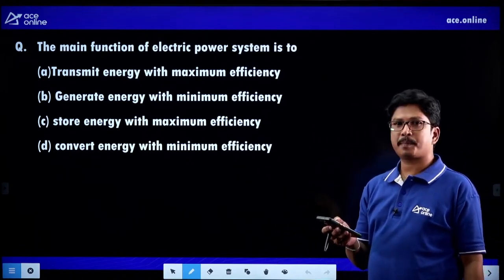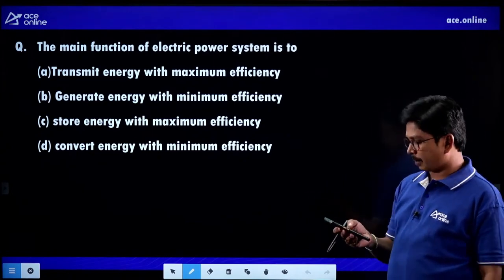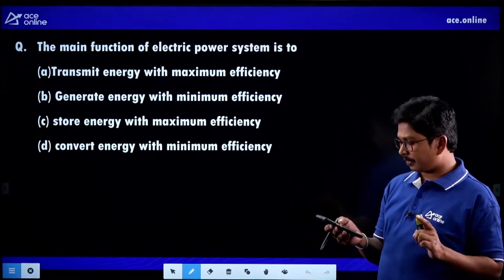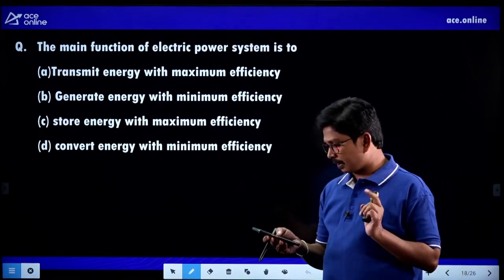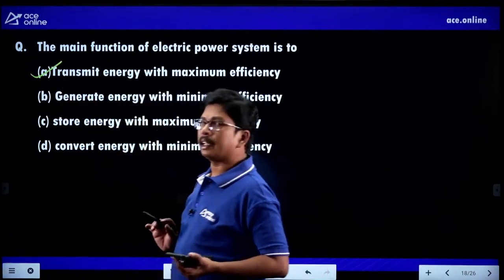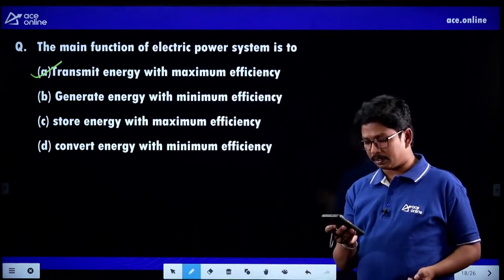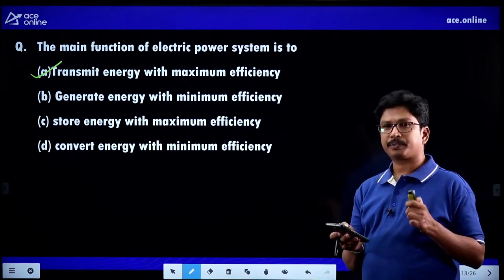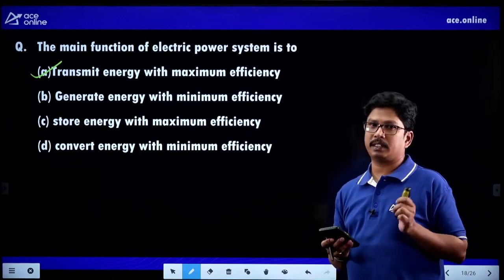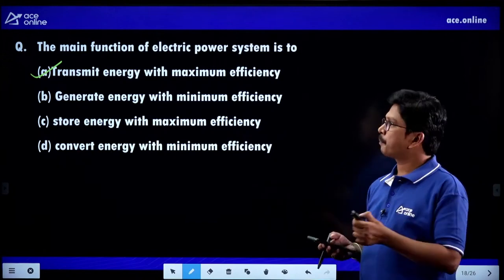What should be the answer for this question? What is the main function of an electric power system? It has to transfer energy at high efficiency, or generate energy at high efficiency, or store energy at high efficiency. It should definitely transfer with minimum losses and high efficiency, students, every time. Clear, everybody? Right. So we have to transfer the electrical energy with maximum efficiency and minimum losses. Very good, very good.